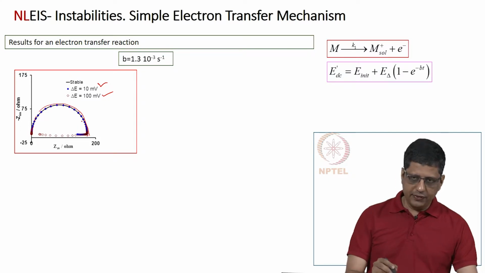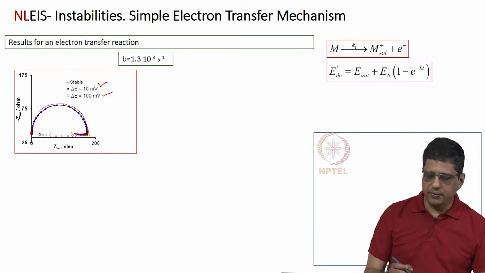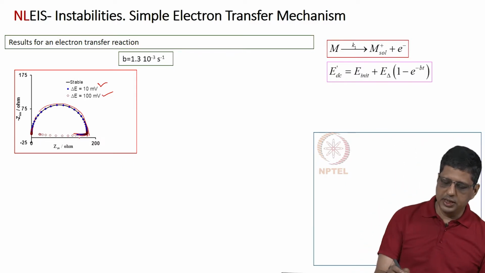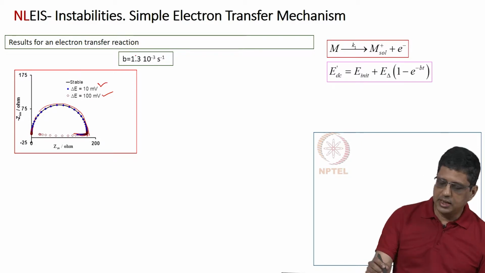In both cases, even if there is a 10 millivolt change and there is a rapid change in the beginning and slow change later, you would see that it is moving towards the origin, and if it is 100 millivolt change, it is moving to a large extent. This tells you the rate at which it changes.